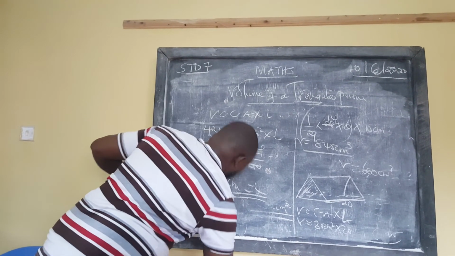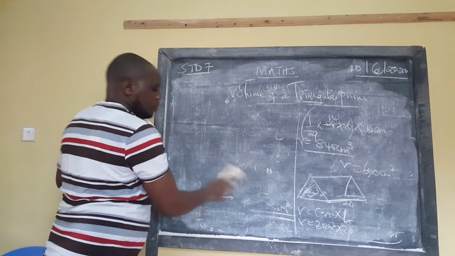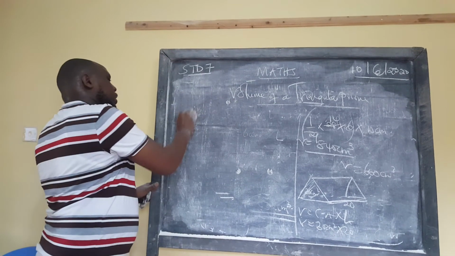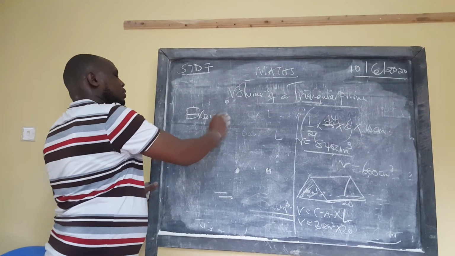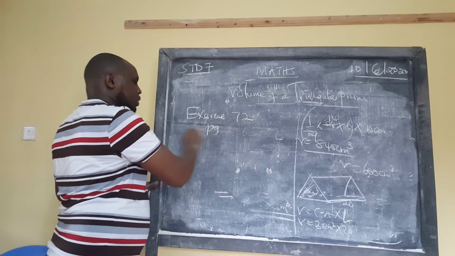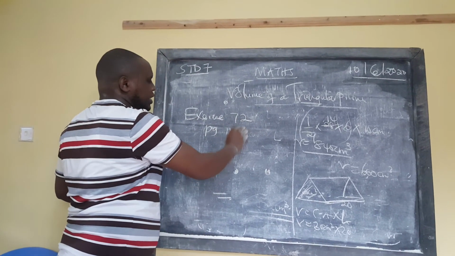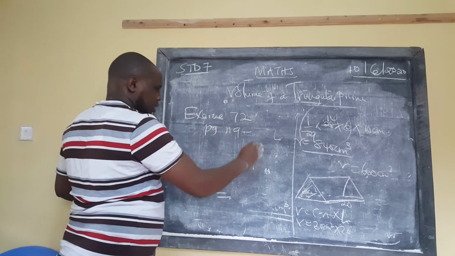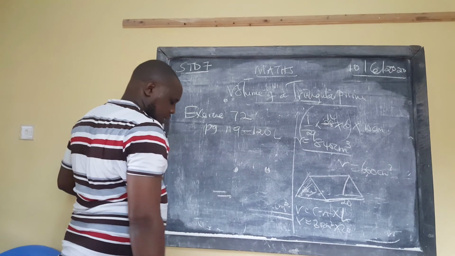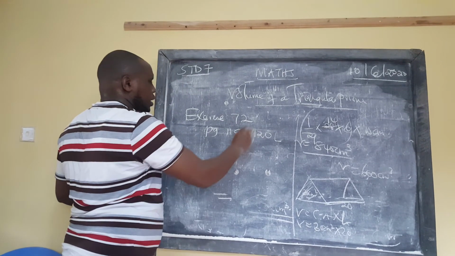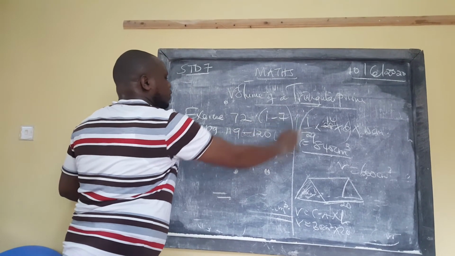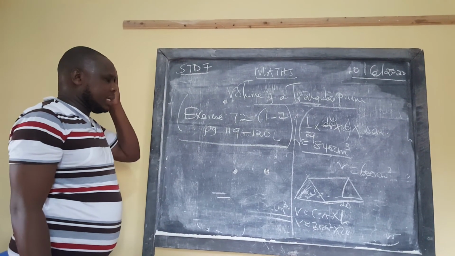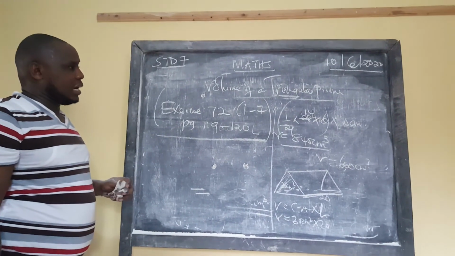So I want to give you some work, Lana. I want you to do a practice exercise, that is Exercise 72 in Primary Maths, on page 119. It has questions running from page 119 to 120. The questions are from number 1 to 7. If you do all these questions and do them well, Lana, you will not have any problem with calculating the volume of a triangular prism.